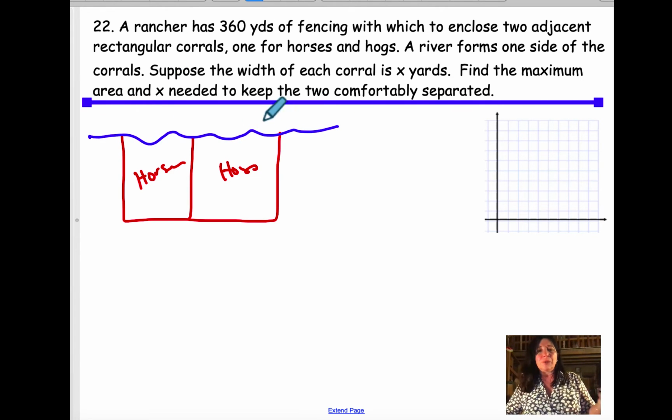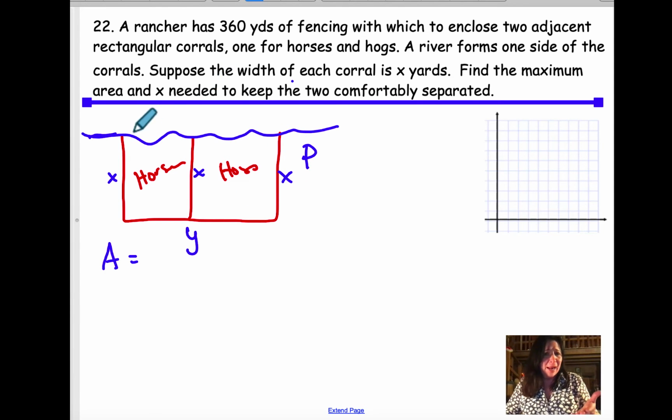And why is the river important? Because horses and hogs don't like to cross the river. I mean, some do. Anyway, remember, we need 2 equations: the perimeter equation and the area equation. Suppose the width is x. So the width, up and down, is x, and that's also x. This is y, and I only have one y because the other y is a river. Find the maximum area.